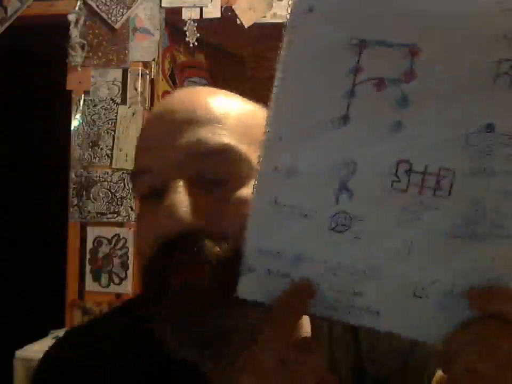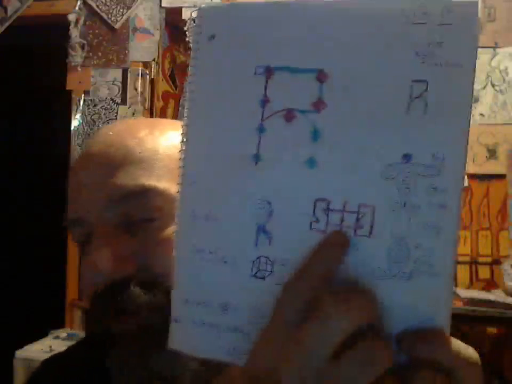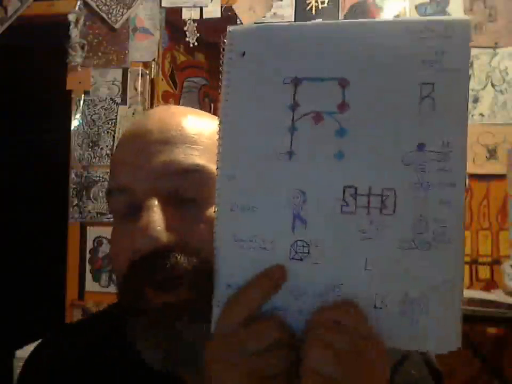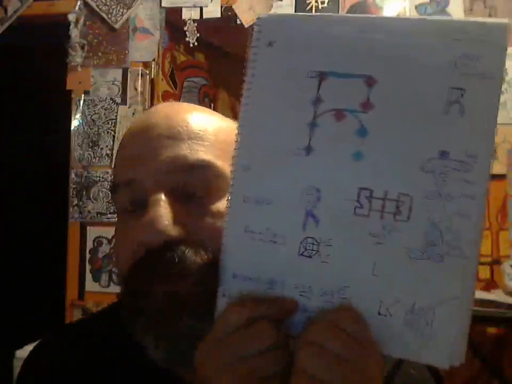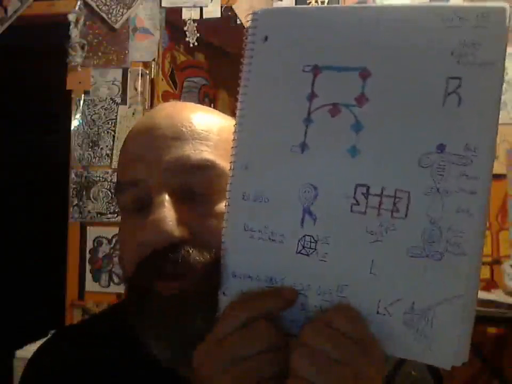50, 30. 50, 30. 80 times 47. 7 times 4 is 28. 80 times 47 is 3,760. 0 AD. Before and after AD, 4 and 1. AD, BC is 2 and 3. Both say 5 and 5.